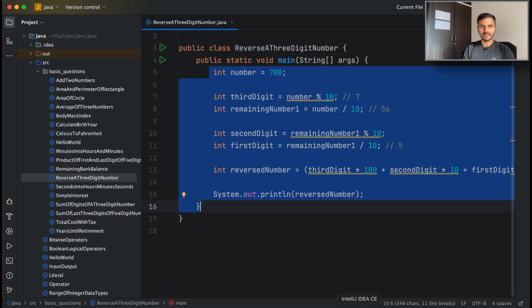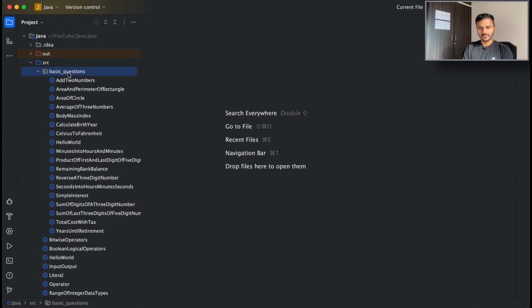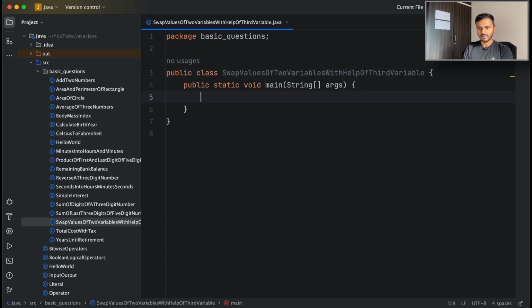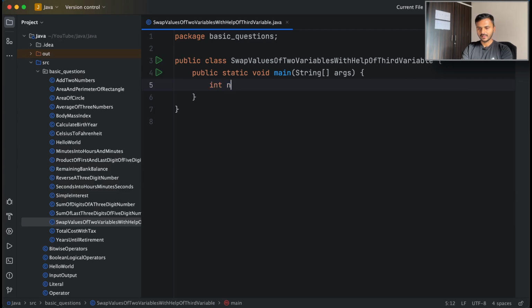So let's write code for this. For this, the first thing that we will do is create a Java class, and we'll name this swap values of two variables with help of third variable. And we'll have a public static void main, and we'll take two variables, say num1 containing 15, and we'll take num2 containing 20.